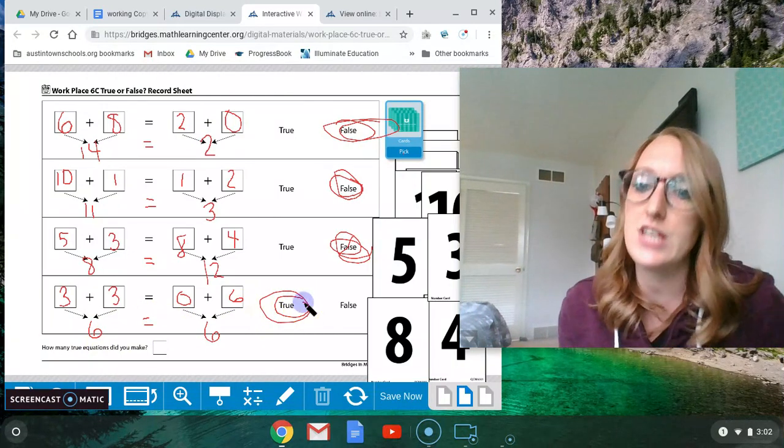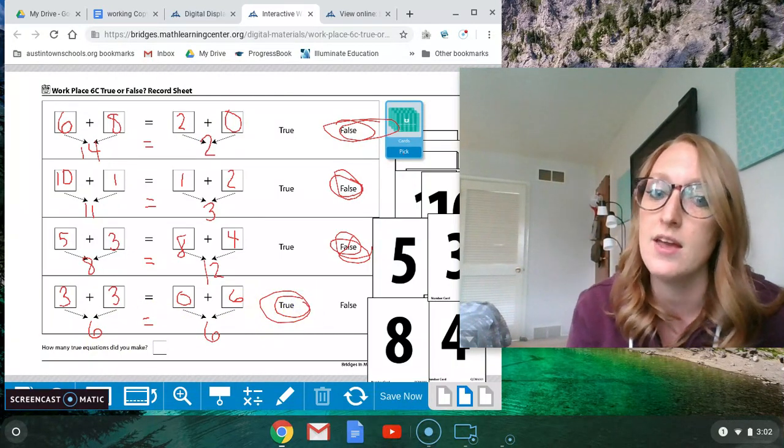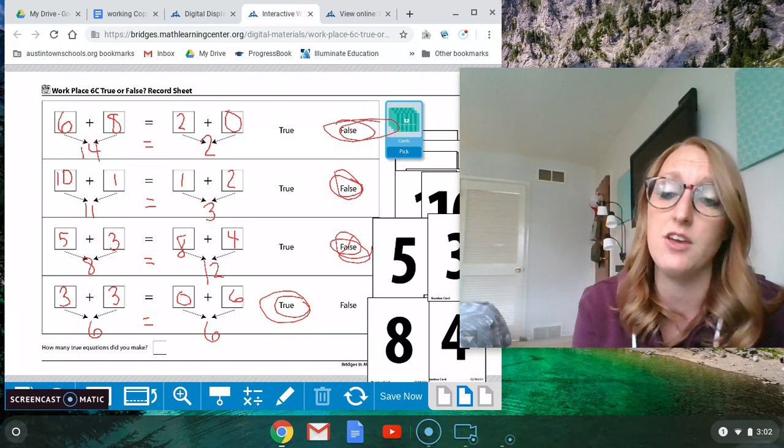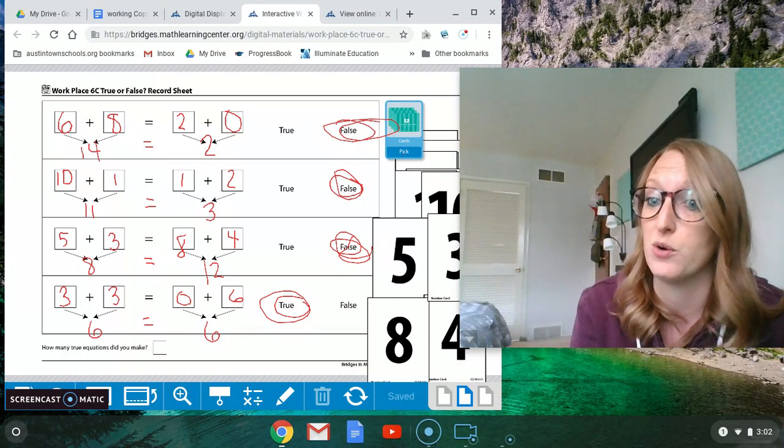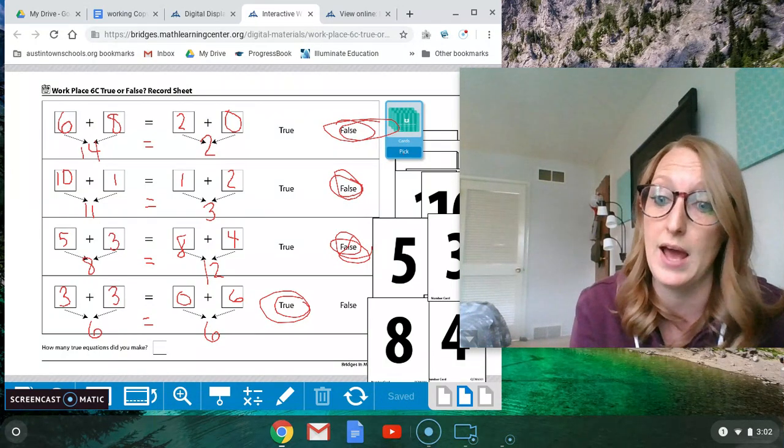Come up with your own. I challenge you to come up with your own on the last one, okay? And if you honestly don't have cards or die, you can just go ahead and do this with any numbers. You can make up some of your own equations. You can just put some random numbers in and see what happens, okay?